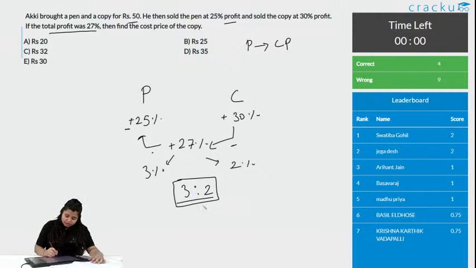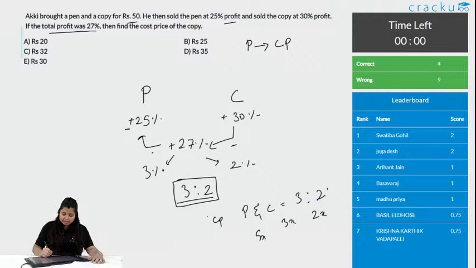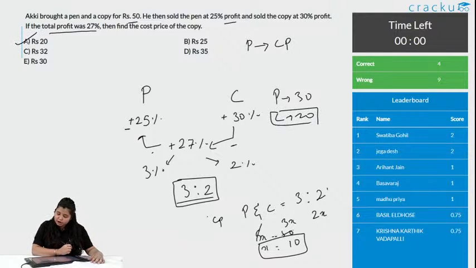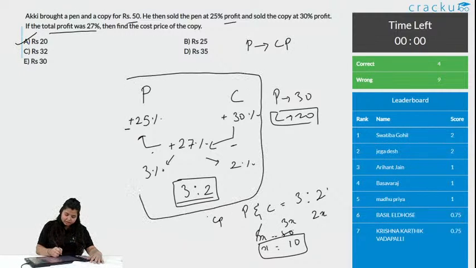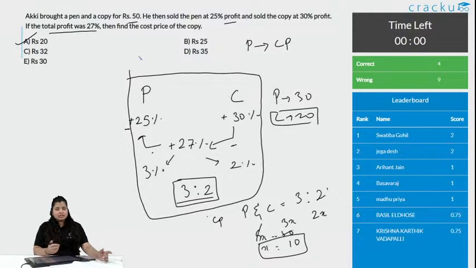So we know the cost price of pen and copy is in the ratio of 3:2, and the total sum of this is 50 rupees. So let us say the ratio to be 3x and 2x. That means 5x is equal to 50 rupees and x is equal to 10. So the pen is 30 rupees and the copy is 20 rupees. Option A is the correct answer, and 4 people got this correct and 9 wrong. Just see, the answer is solved in this part only. Apply allegation, you can get the answer.